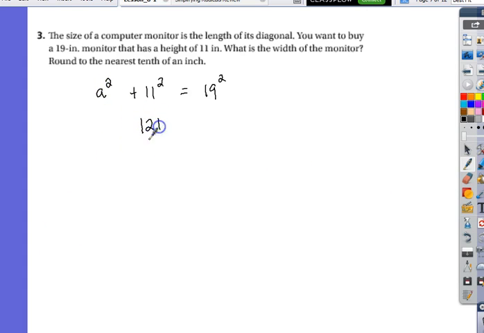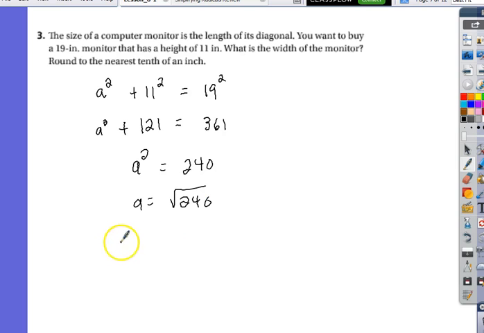All right, did you get 121 for 11 squared? And did you get 361 for 19 squared? And then when you subtracted the 2, did you get 240? So a squared is 240. A will equal the square root of 240. So a is going to approximately equal, if I round off to the nearest tenth, 15.5. It'll be 15.5 inches.